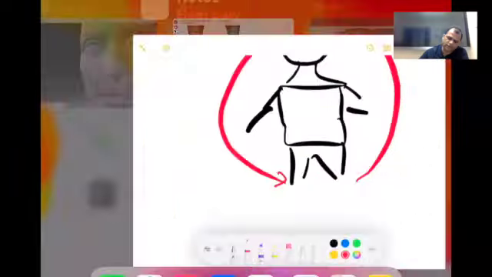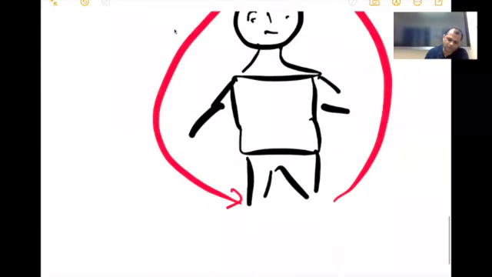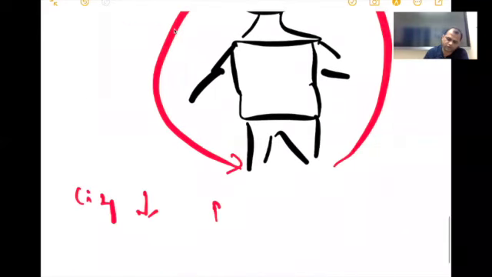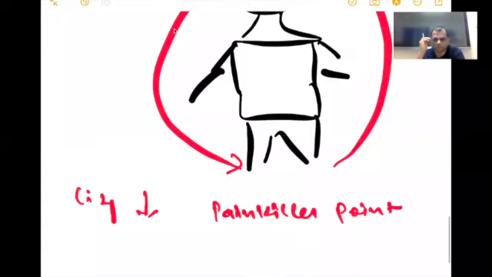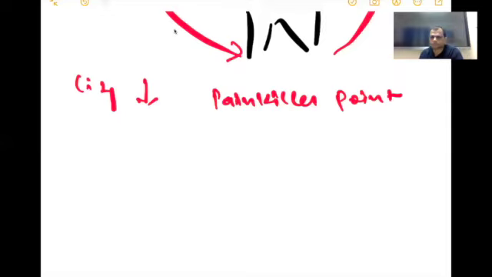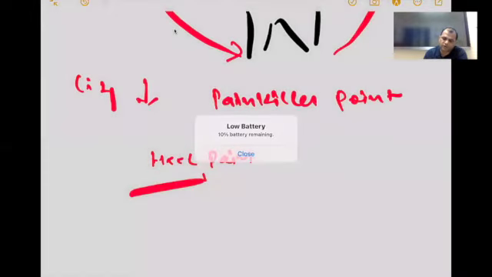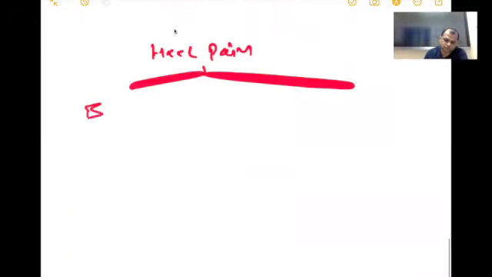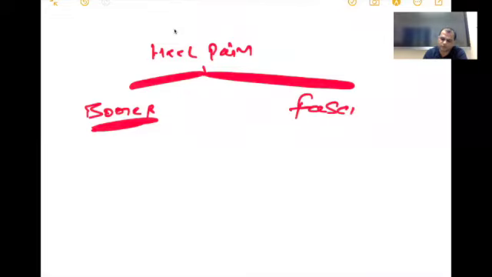So the next point will be LI4 because LI4 is the painkiller point. So we'll sedate the DU20, we'll sedate the LI4, it is the painkiller point and useful for all types of pain. Now, in the heel pain, either the problem is connected with the bones or the problem is connected with the fascia or the tendons or the bursa.